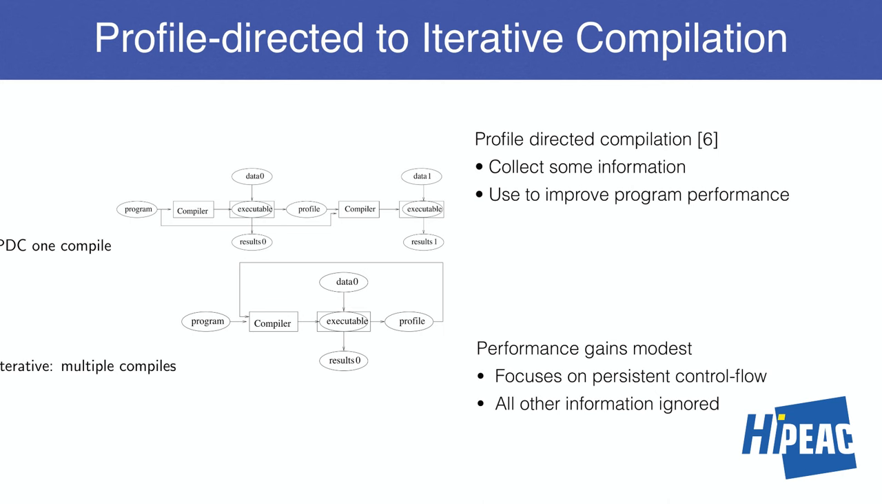So the auto-tuning or iterative compilation world said, hey, hang on, rather than just doing it once and getting a profile out, why don't we do it again and again and again, and then learn about what's going on as we go through it? So we can search the space, not just for control flow behavior information, but for actual hard performance.